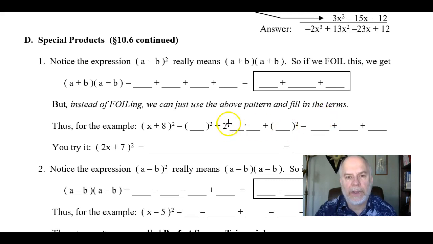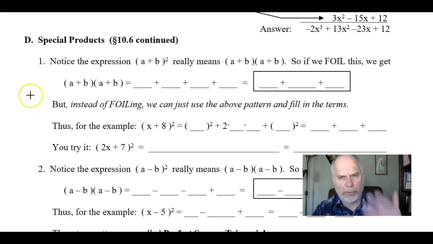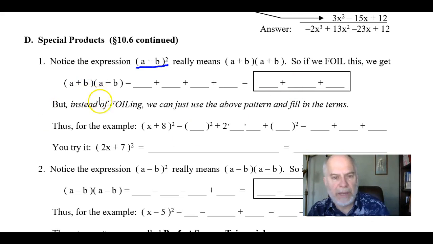Now another thing in section 10.6, and they're trying to prepare you for something that we're going to encounter later, but they talk about some patterns, special product patterns, and it's used when you have like a binomial squared. If you have a binomial squared, you would write it twice, like we mentioned before, and then one way to do it is you could FOIL it. But we're going to see a special pattern here in a minute in the box where we don't have to FOIL. We can just use that pattern.